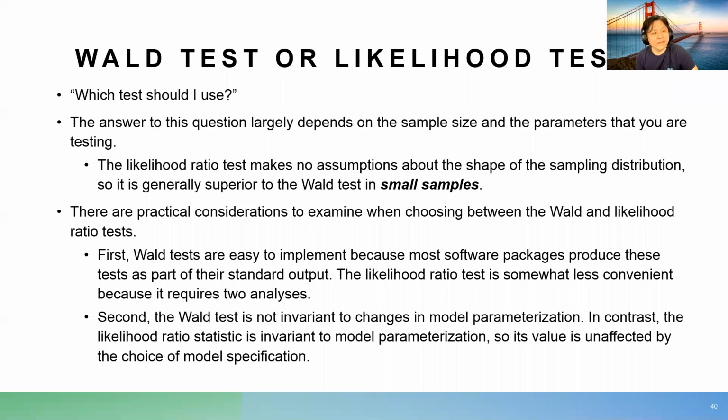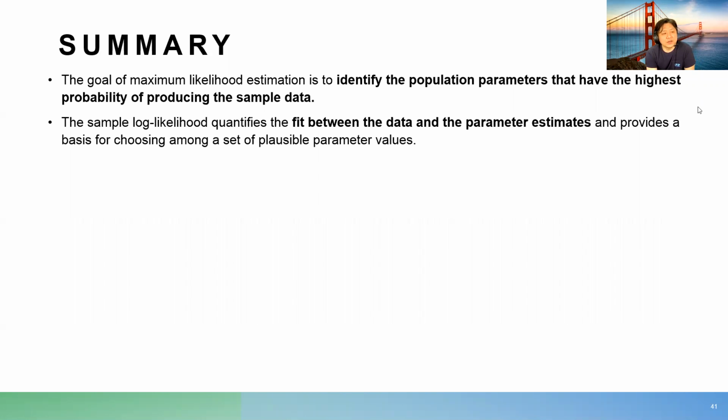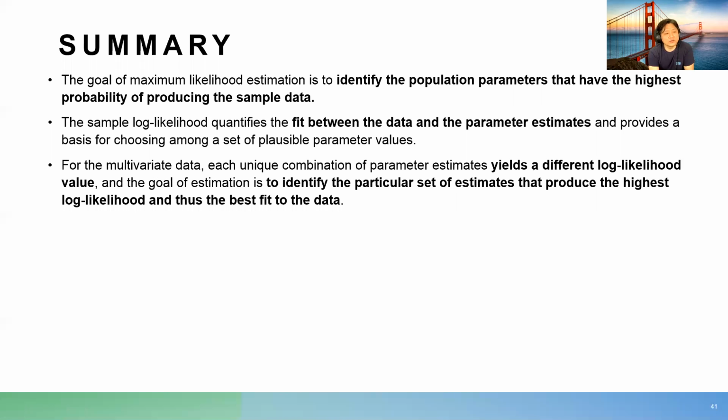Okay, right, the summary. So first, the goal of maximum likelihood estimation is to identify the population parameters that have the highest probability of producing the sample data. The sample log likelihood quantifies the fit between data and parameter estimates, and provides a basis for choosing among a set of plausible parameter values. And for multivariate data, each unique combination of parameter estimates gives a different log likelihood value.